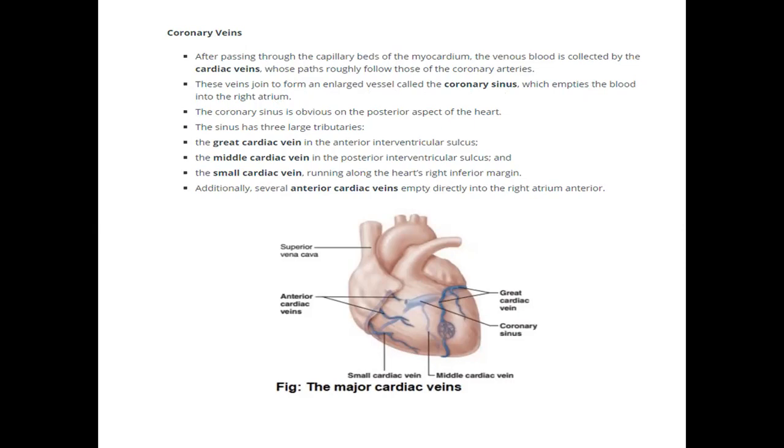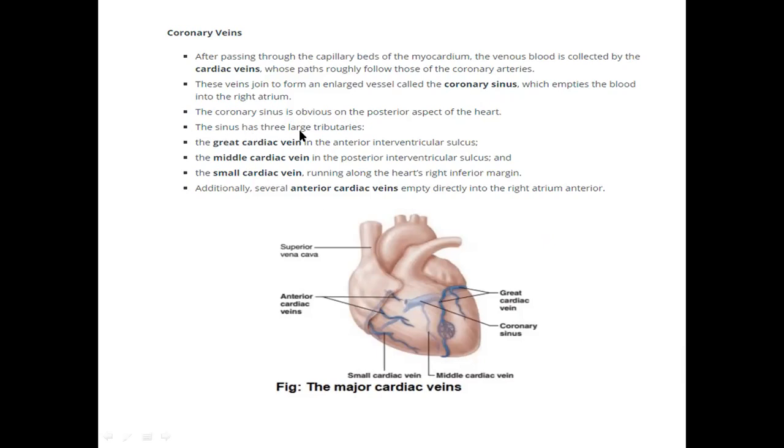So we said that cardiac veins return blood to the heart and the blood goes to the right atrium. But all of the veins join together to form a coronary sinus. And the coronary sinus now takes that blood into the right atrium, around the superior vena cava. So the coronary sinus is obvious on the posterior aspect of the heart. This is the coronary sinus. You see that the size is bigger than all these other smaller veins. Why? Because these smaller veins all drain into this large one to form a large coronary sinus.